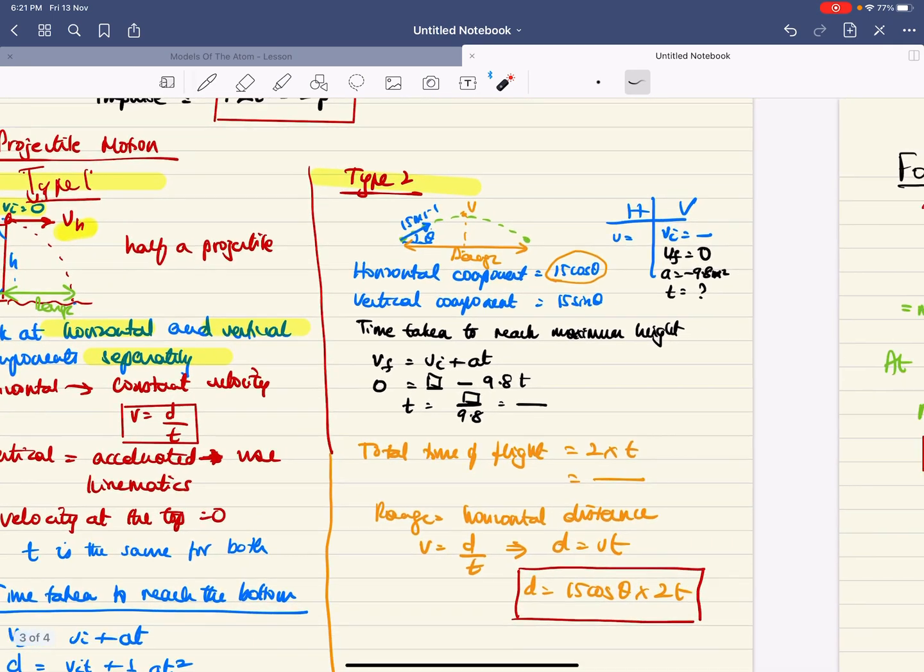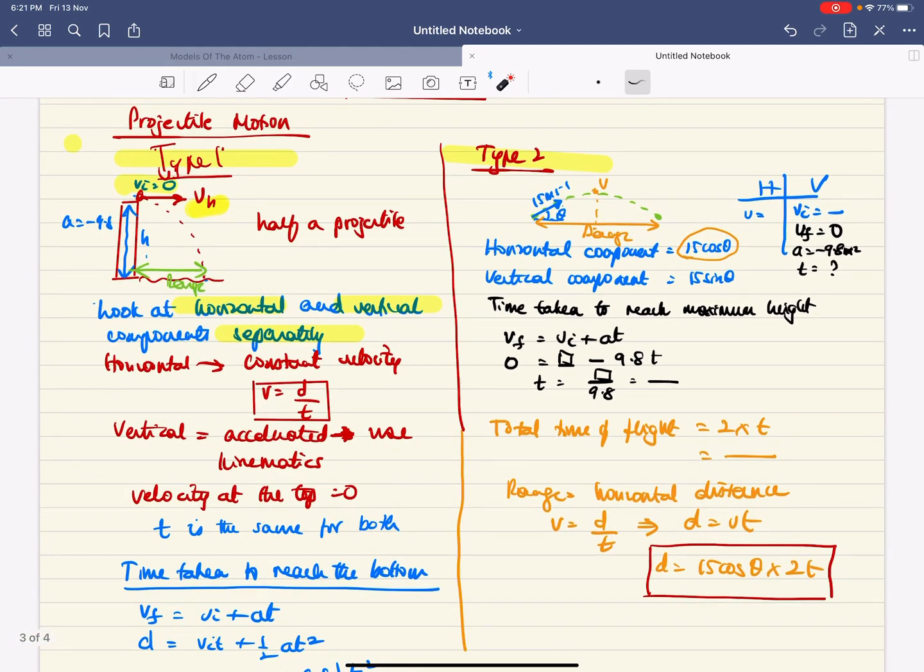As opposed to that, you can have a whole projectile, and you could be asked again to find the range, and you could be given the initial speed and the angle with which it goes. So the horizontal component, I've just used 15, so it'll be 15 cos theta, because horizontal is your adjacent and you know the hypotenuse. This is your right angle triangle. Your vertical will be 15 sine theta.